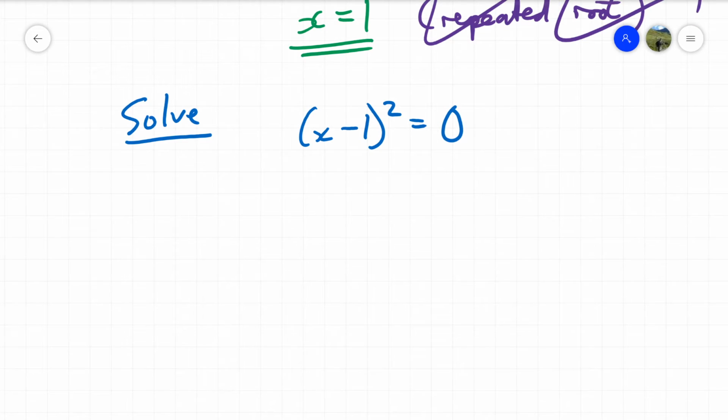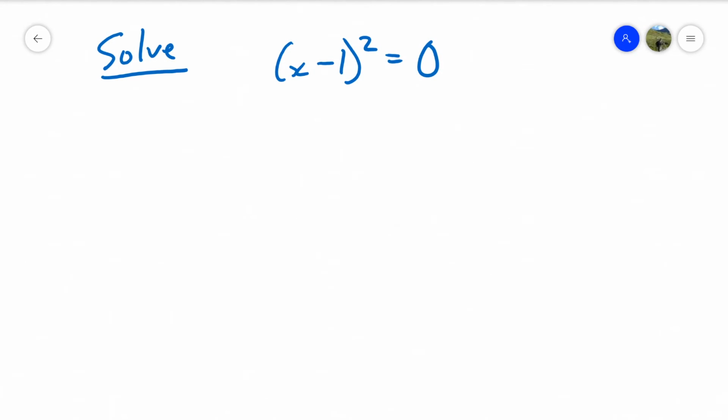Have a go at this one in your own time. What do we do with this? What does the squared mean? Oh, the squared just means that you multiplied two. Oh, it's exactly the same question as before.